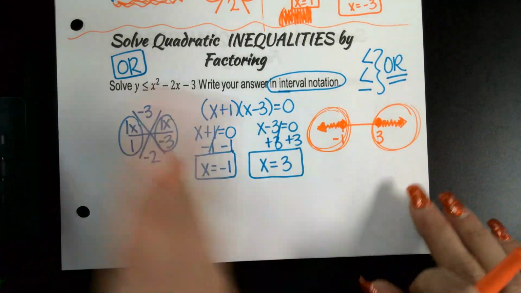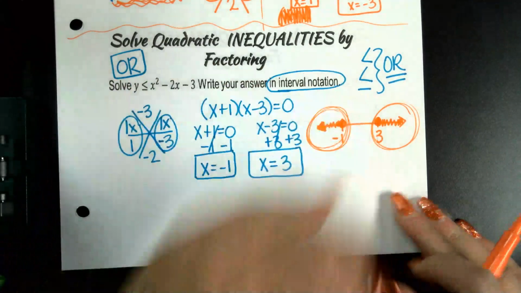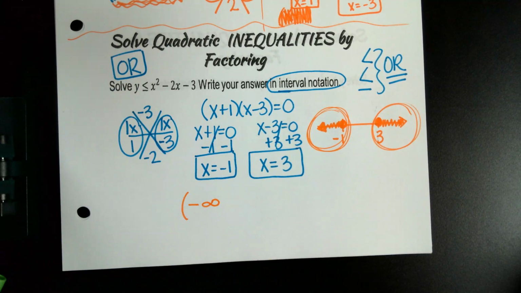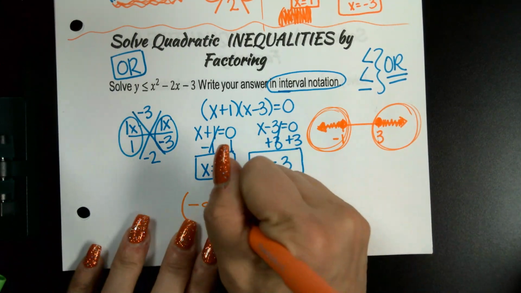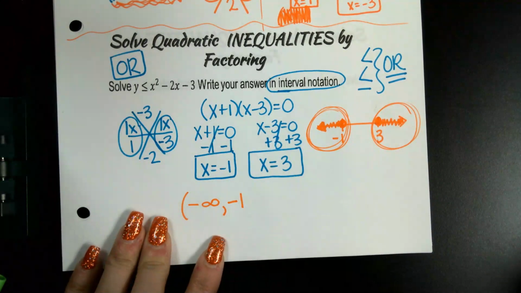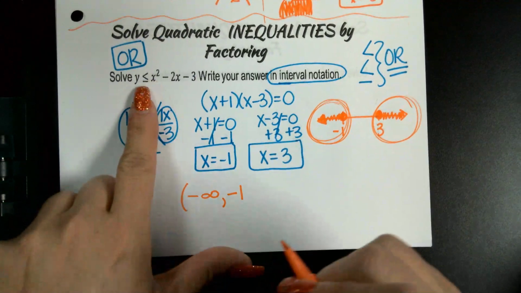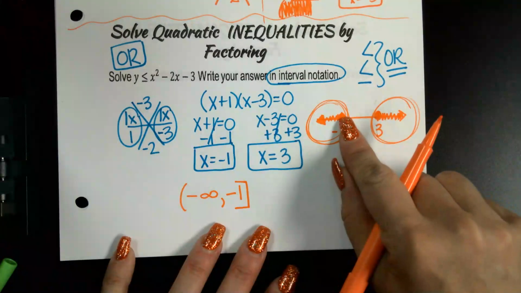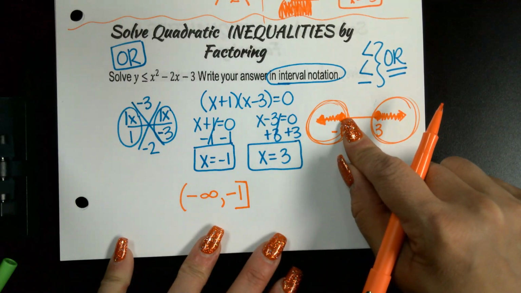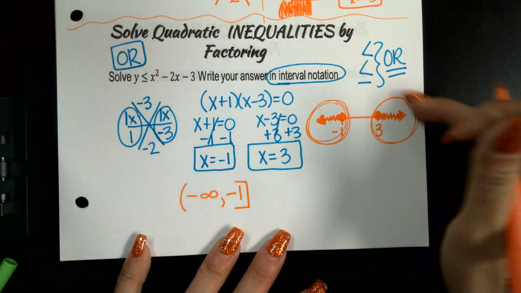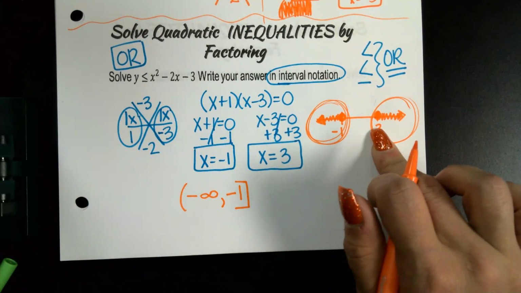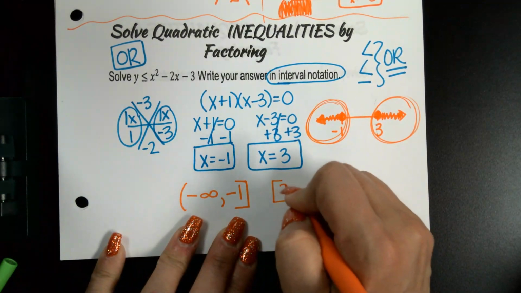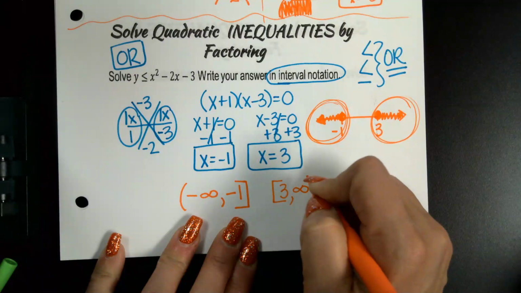All of my negative numbers that are all down here leading up to -1 would be represented by -infinity. Now, because there was an equal sign, I have to make this a closed bracket, because it would be a closed circle. Then this part over here starts at 3 and goes to all the positives, which would be positive infinity.